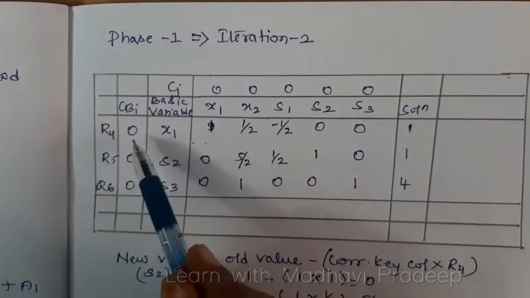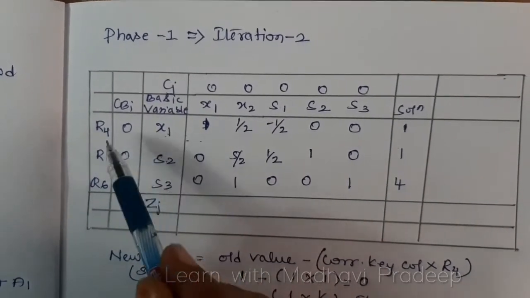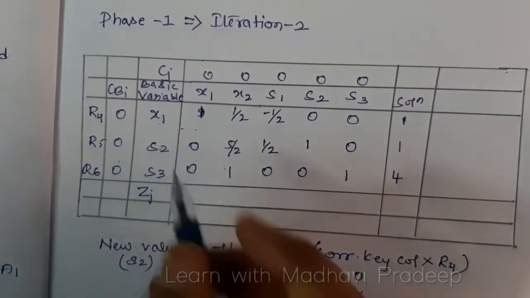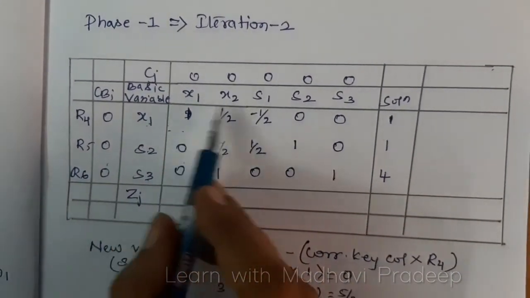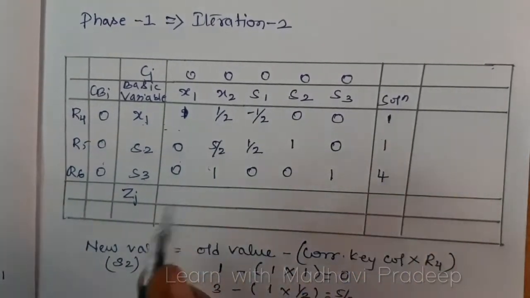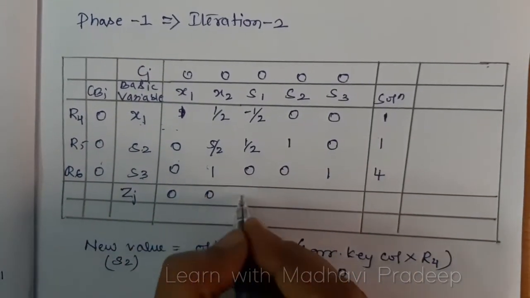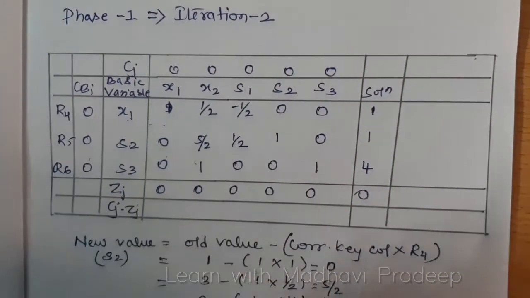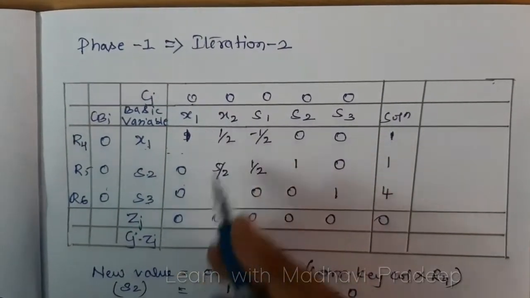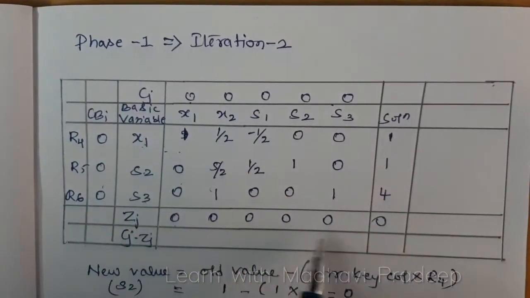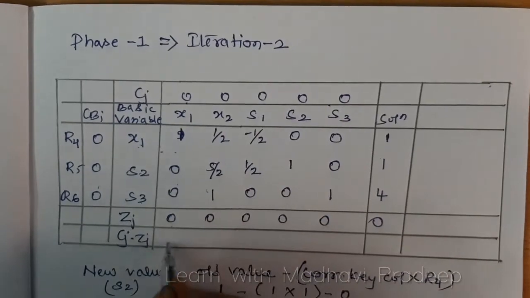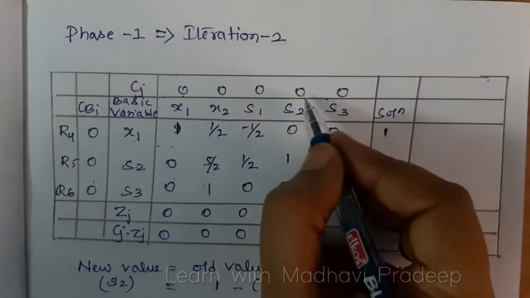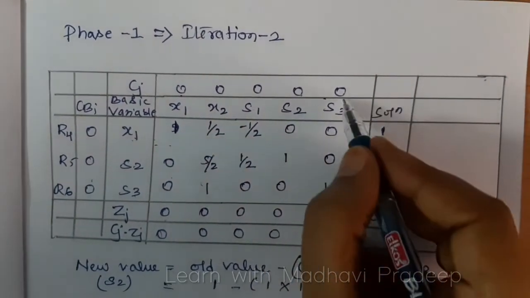Now let us find the Zj value. See here, the coefficient basic value for x1, s2, s3 is 0. So when you multiply 0 with each column, obviously you will get 0 only, all these Zj values for x1, x2, s1, s2, s3 and for solution also. So write down here 0. Now let us find Cj minus Zj. So Cj value we have, Zj value you have. Subtract it. 0 minus 0, 0, 0 minus 0, 0, 0 minus 0, 0, 0 minus 0, 0.